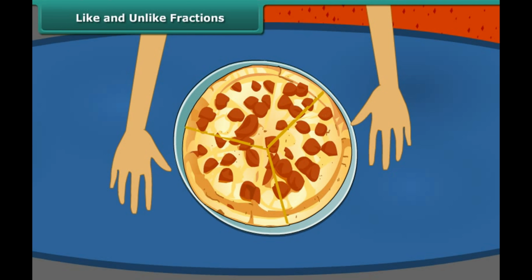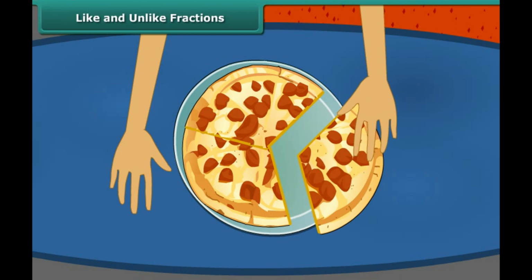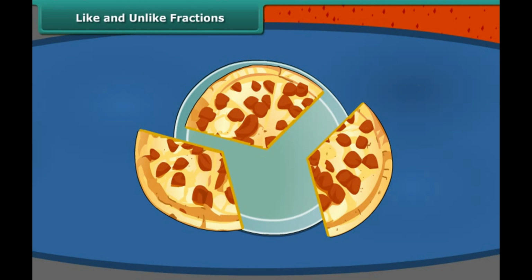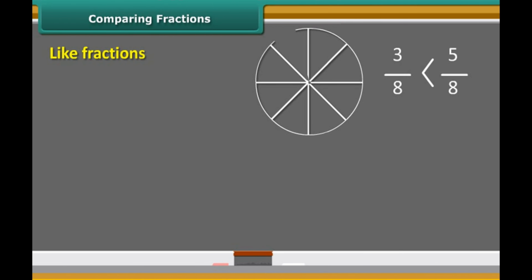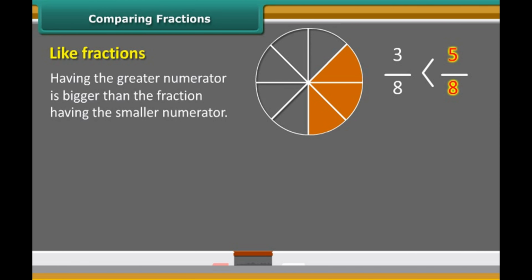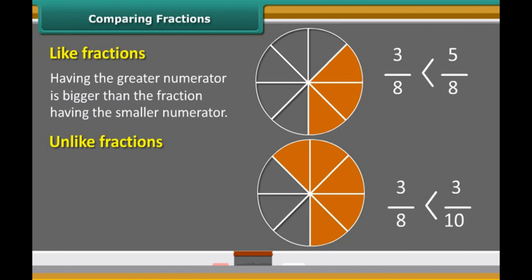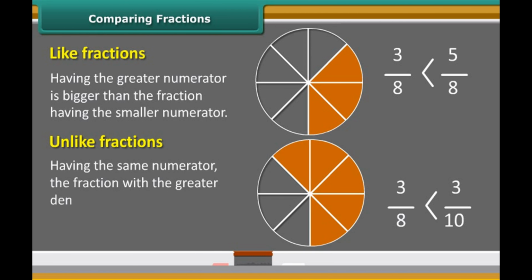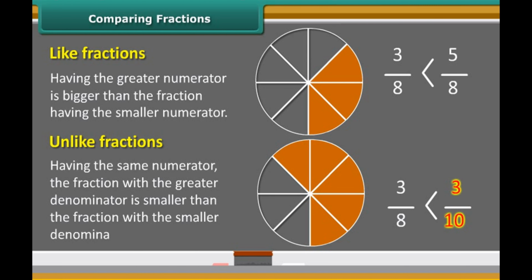Looking at the question we asked earlier, we can say that each of them, Rahul, Reema and Nina, received 1/3 part of the pizza. Notice that this is also an example of like fractions. In like fractions, the fraction having the greater numerator is bigger than the fraction having the smaller numerator. In the case of unlike fractions having the same numerator, the fraction with the greater denominator is smaller than the fraction with the smaller denominator.